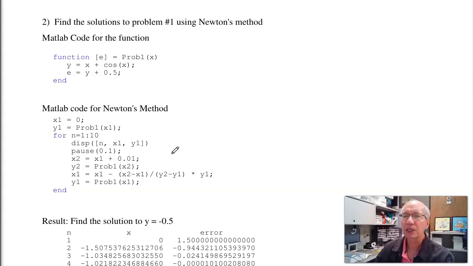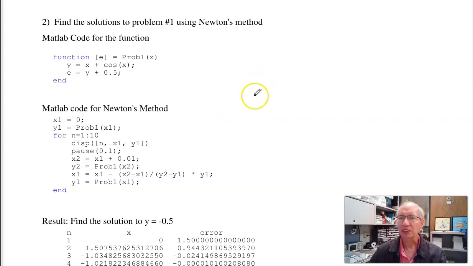What I'll first do is come up with a function in Matlab that returns the error between the desired output and what it should be. So if y should be minus 0.5, the error is the difference between y and minus 0.5. So y minus 0.5 is y plus 0.5. Call that problem 1. What I'll then do is use Newton's method, iterate. I'll take a guess, I think the answer is 0, and keep guessing until the error is 0.